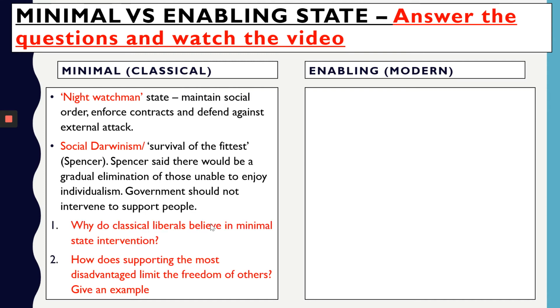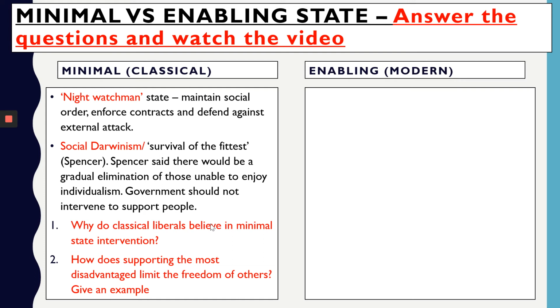So in your notes, you might want to answer those two questions. You can copy that information, but it would help you to answer them. Why do classical liberals believe in minimal state intervention? Why is it that they think that government shouldn't intervene in our lives? How does supporting the most disadvantaged limit the freedom of others? Think about if we support those that perhaps are unemployed, those that perhaps have physical disabilities or learning disabilities. What happens if you support those people? How will it limit the individualism and freedom of those who are ultimately paying tax to support them?